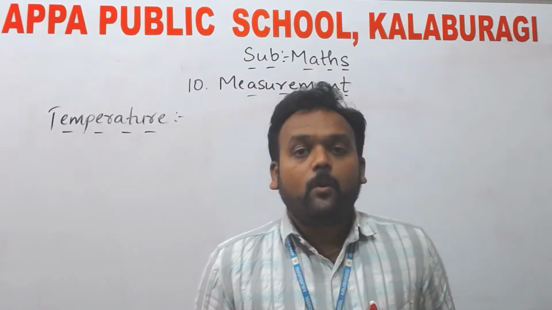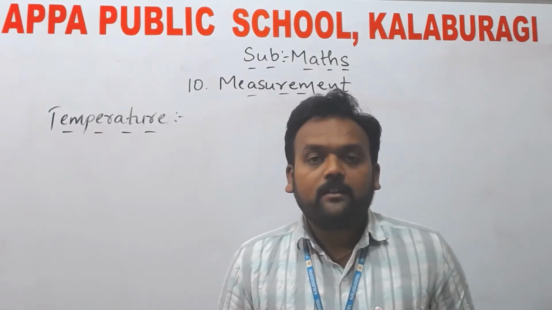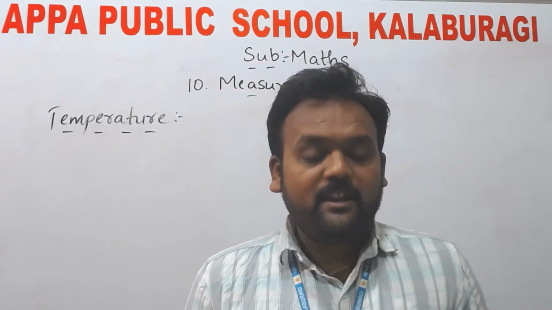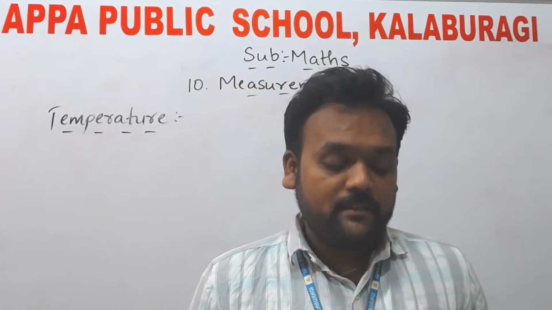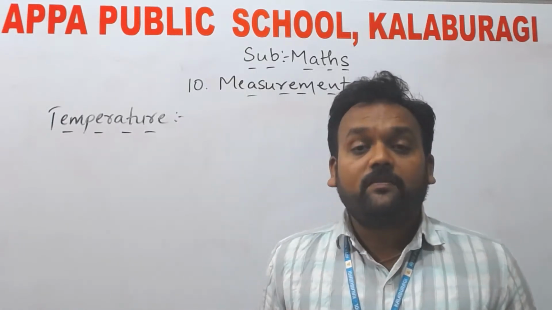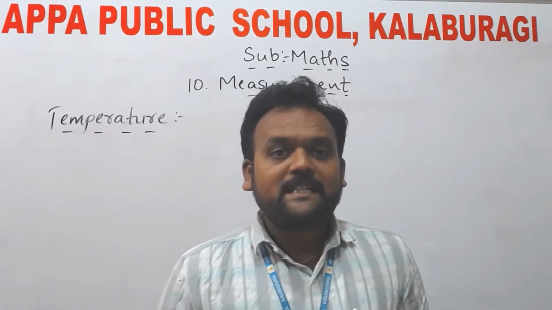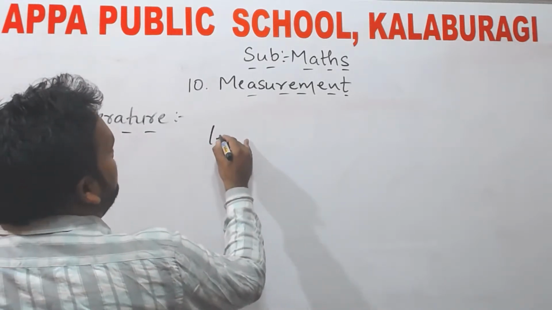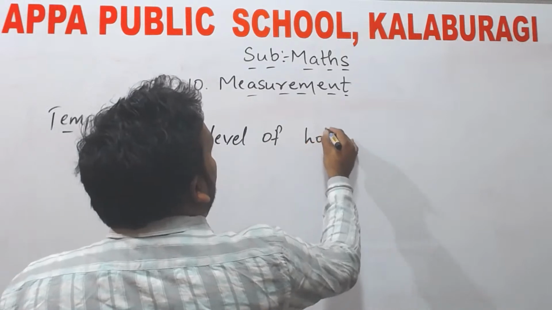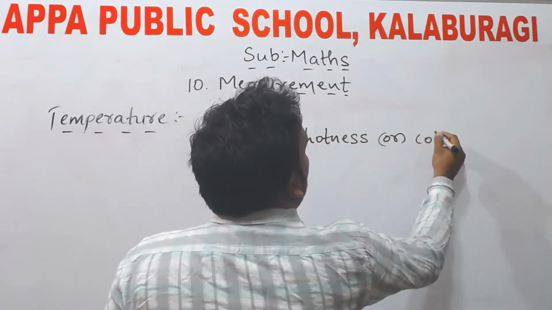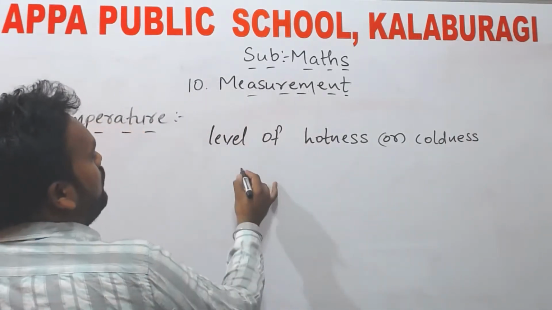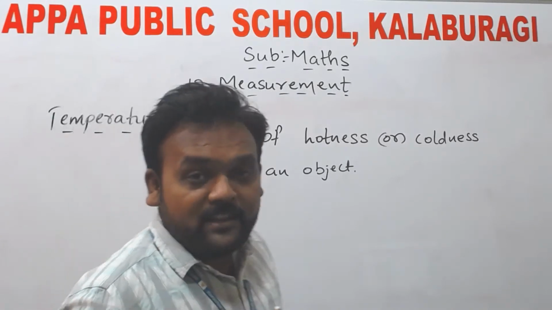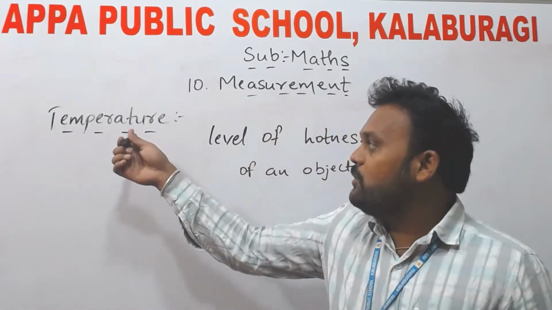Now, what is temperature? The level of hotness or coldness of an object is expressed by its temperature, and the measuring instrument is called a thermometer. Temperature means the level of hotness or coldness of an object. That is called temperature.